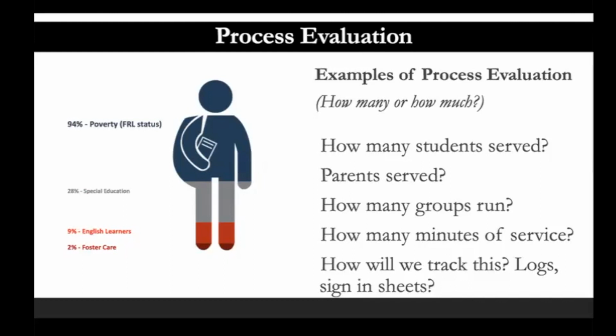And then we present it because school districts really care about how many students who are receiving free and reduced lunch are served, how many who are in special education, who are English learners, who are foster care. If you notice on the left side of the screen, there's a figure of a student, and the different colors represent what percentage. So it looks like the majority of the students served were on free or reduced lunch, which is an indicator of poverty. The next is special education, followed by English learners and foster care.